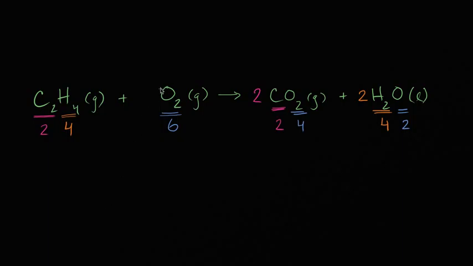So how do I do that? Well, I just need 3 of these molecules. If I have 3 molecules, each of them has 2 oxygens, I'm going to have a total of 6 oxygens. And just like that, we have balanced this combustion reaction, this chemical equation.